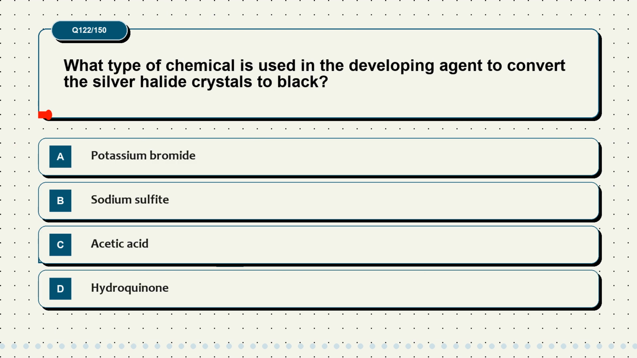Question 122. What type of chemical is used in the developing agent to convert the silver halide crystals to black? Here are the options. Option A. Potassium bromide. Option B. Sodium sulfite. Option C. Acetic acid. Option D. Hydroquinone.